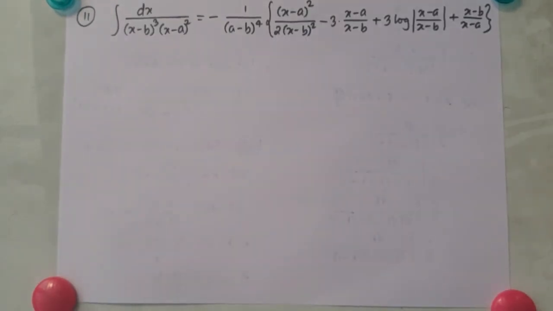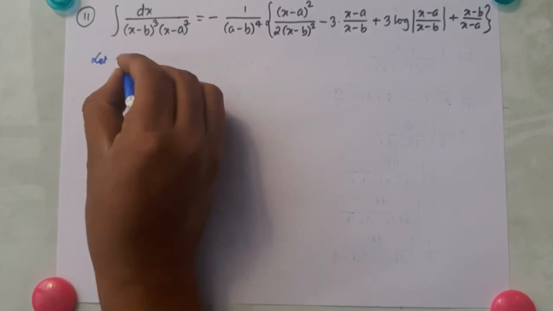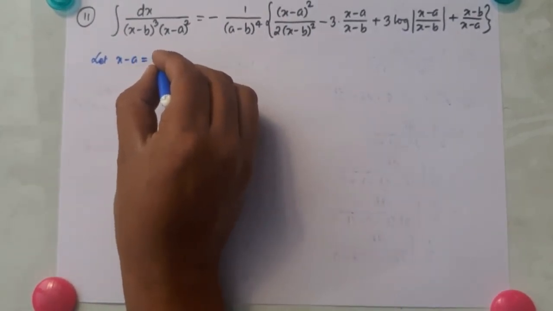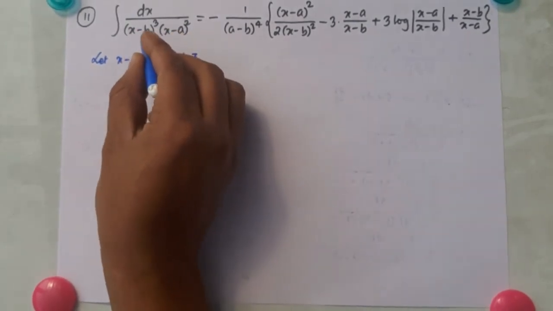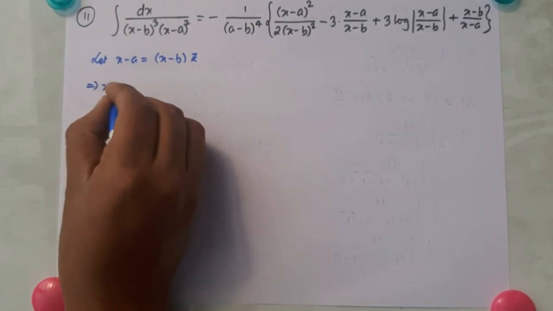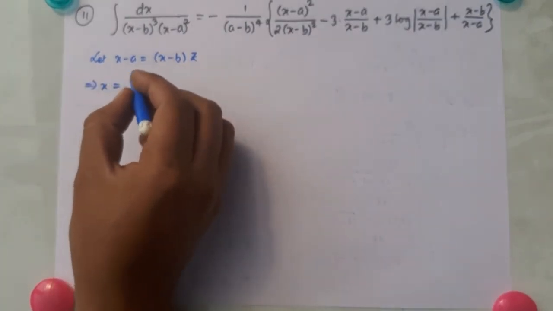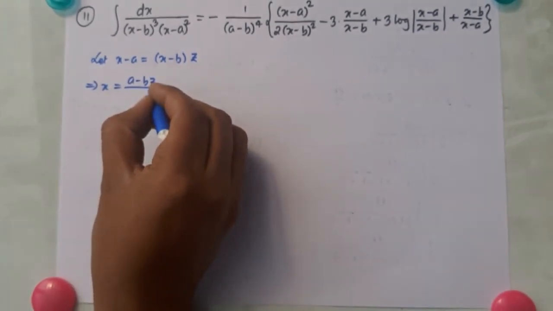Okay, so let's take this integral now. Again, this particular integral falls under the integral we have seen just now. As you all know, the rule says that we have to take, let x minus a equal x minus b into z. You can instead take x minus b equals x minus a into z. That also can be done. Now as you all know, from here the value of x is equal to a minus bz whole divided by 1 minus z, is it?